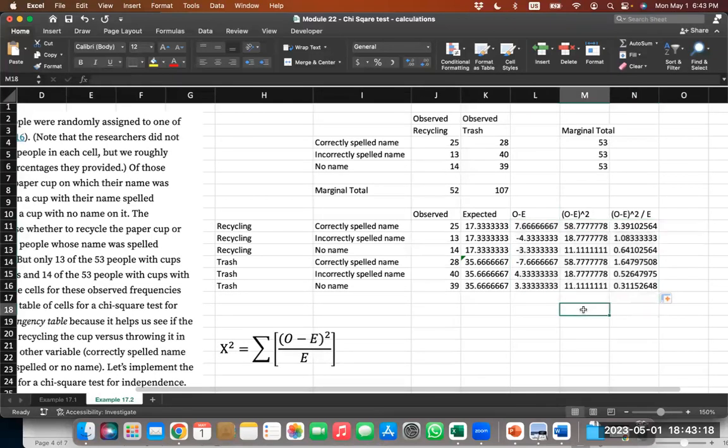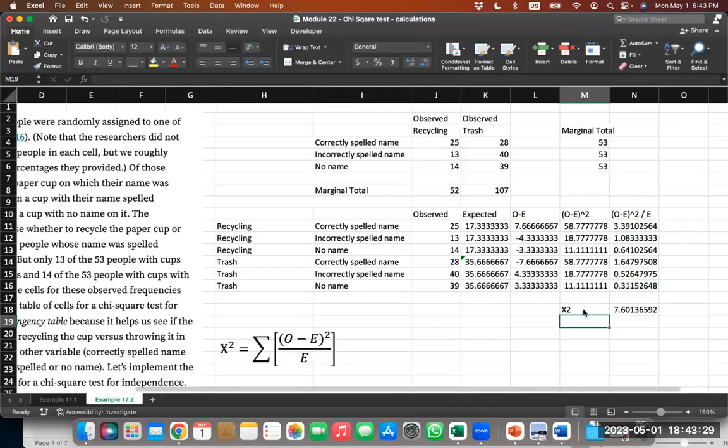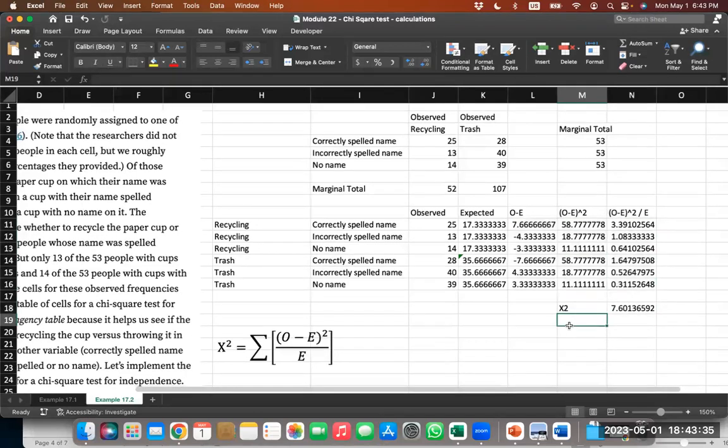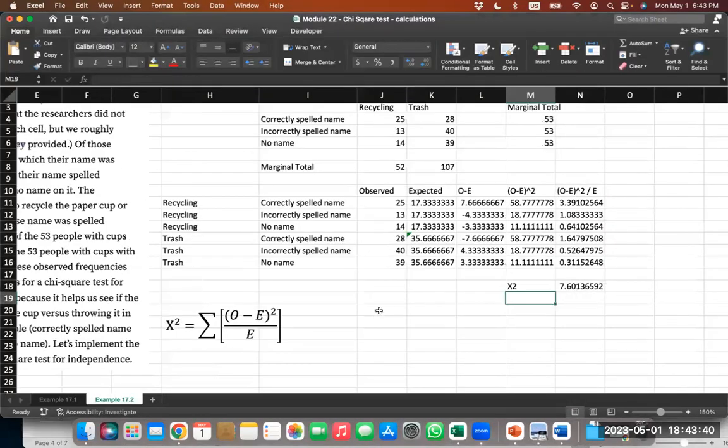And now we have a chi-squared to calculate, which is just the sum of these 6 entries. So we have a chi-squared of 7.6. Is the chi-squared of 7.6 now larger or smaller than our cutoff value?